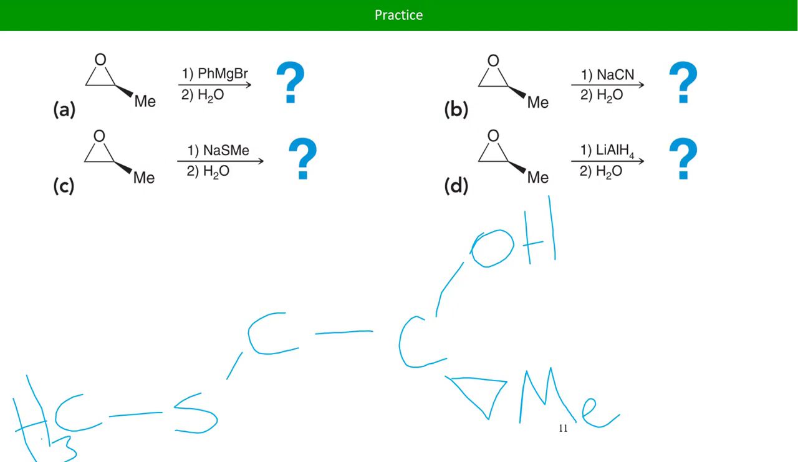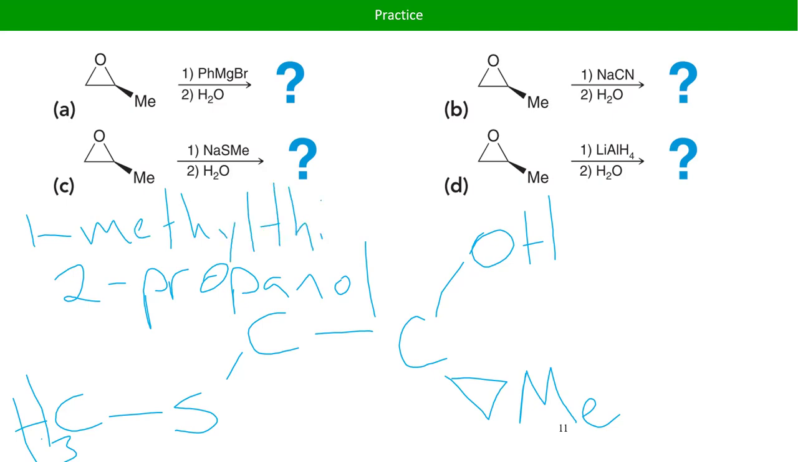There's a better answer for that, though. Nomenclature of sulfides is similar to that of ethers. More common would be, systematically, an alkyl thio group. So you would say that's a methylthio instead of saying a methoxy. It's still going to be 2-propanol as the parent molecule. And then it's going to be 1-methylthio, instead of methoxy. So it's close. It's not a thiomethoxy group.